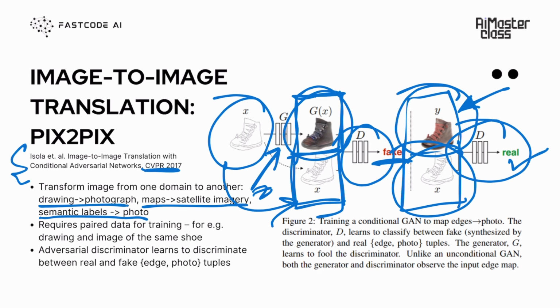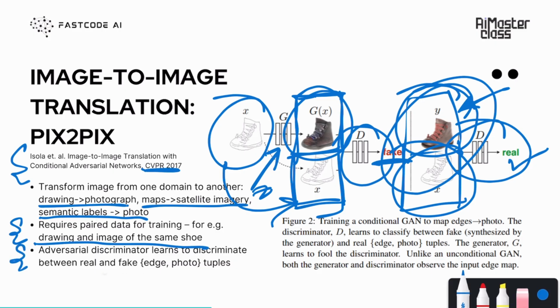Like in the autonomous driving photo we saw, it requires paired data for training. For example, the drawing and the image of the same shoe, like this one. And the adversarial discriminator learns to discriminate between real and fake tuples which have the edge image and the original photo.